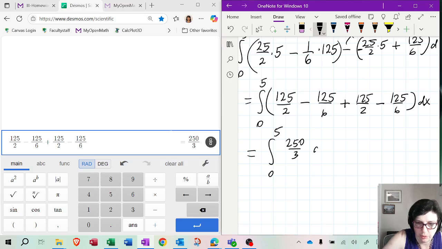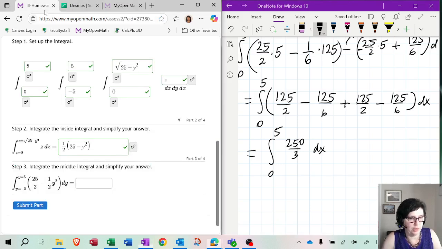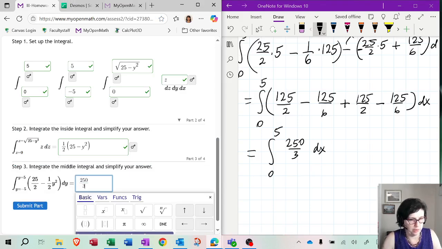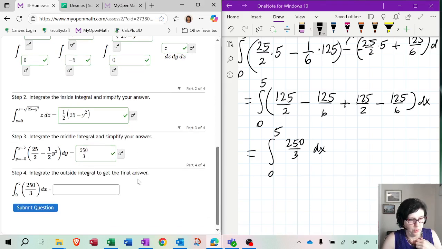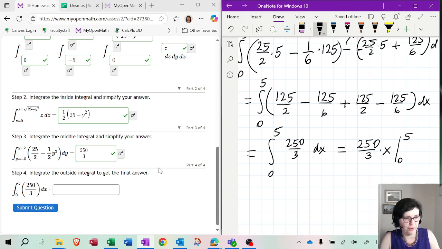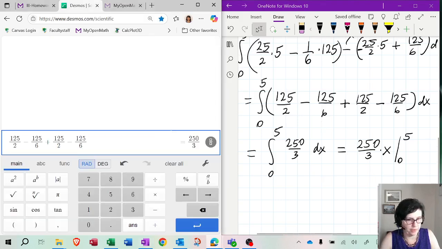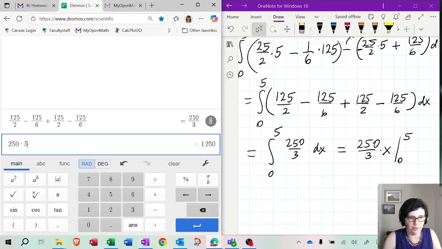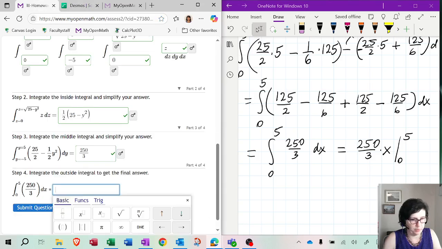Integrate that from 0 to 5. Okay, so let's see if that is correct. All right, now integrating a number just means multiplying it by the variable with respect to which you're integrating. So that's just going to be x, and then we plug in 5. So 250 times 5 is 1250 divided by 3.